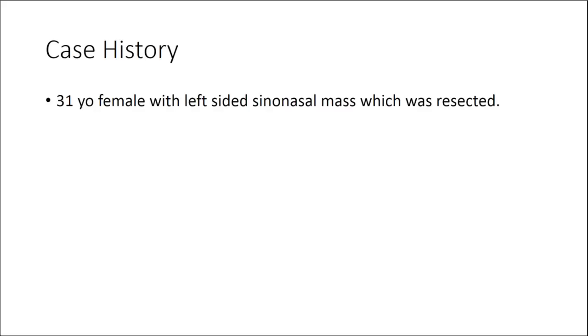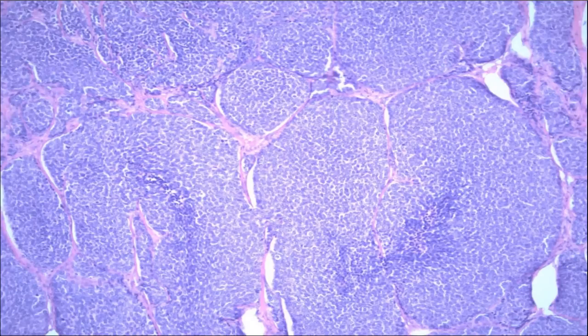So here's another example of an undifferentiated carcinoma, and this is a 31-year-old female with a left-sided sinonasal mass, which was resected. You can see this lesion here is very cellular and very vascular with a lot of fibrostroma between these nests of cells. You can see it's very undifferentiated. Here's just another area here, very little cytoplasm to the cells, so we really can't tell much of what's going on in this lesion.